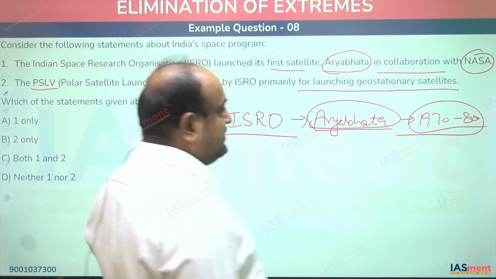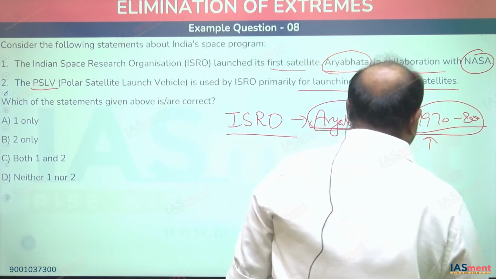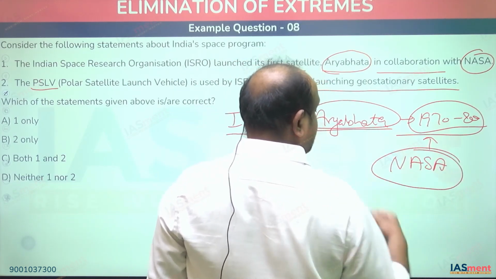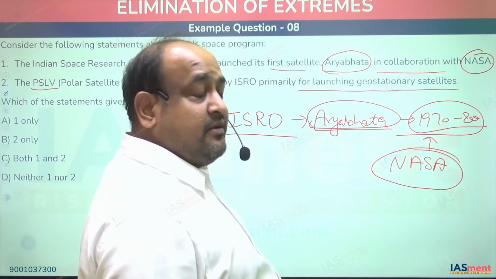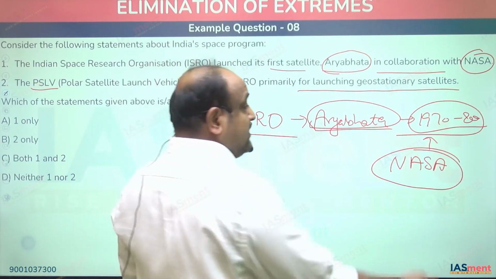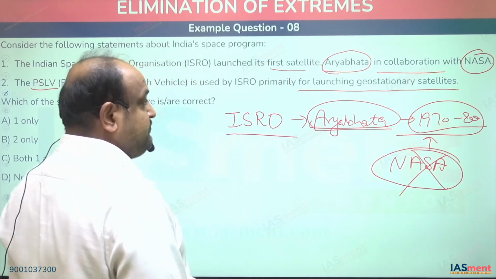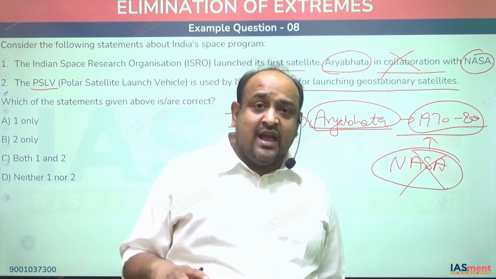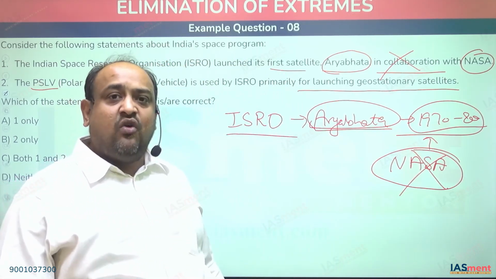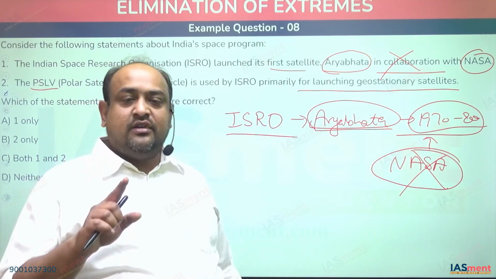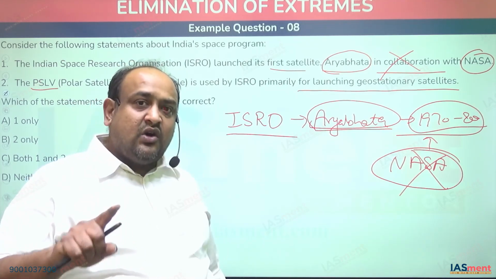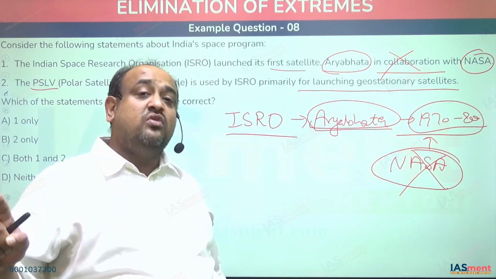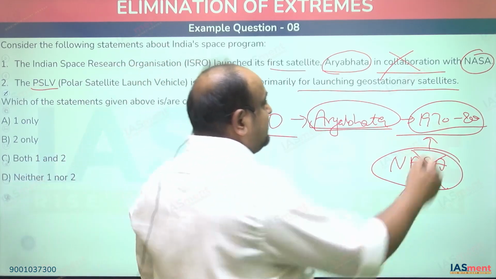Now, by this, what we can conclude is that going with NASA is very, very less likely. Hence, this statement becomes wrong. Either India would have launched it on its own, or if at all there was a need for any foreign aid, then rather than going to the USA, we would have gone to Russia, right? So this statement becomes wrong.